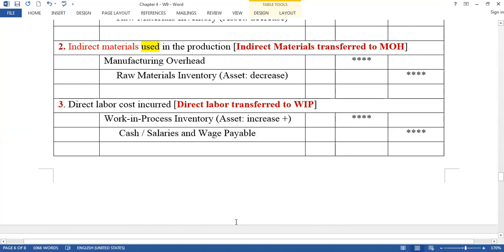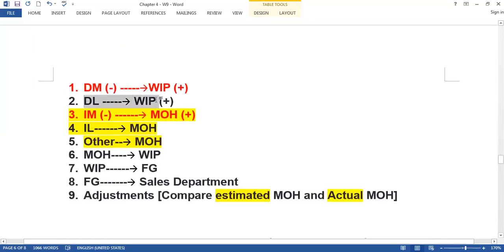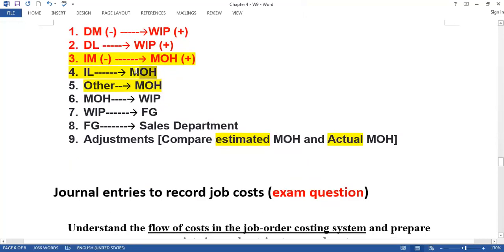I repeat again, you have to read the question carefully whether this kind of expense is paid in cash or not. So direct labor is salary, and this salary transfers to work in process increase, debit. And if the company pays cash, credit. If the company does not pay cash, then payable, credit. So we are done with direct labor. Then what should be the journal for indirect labor? MOH debit, right? And if you pay cash for labor, cash credit. If you do not pay cash for labor, then payable credit.